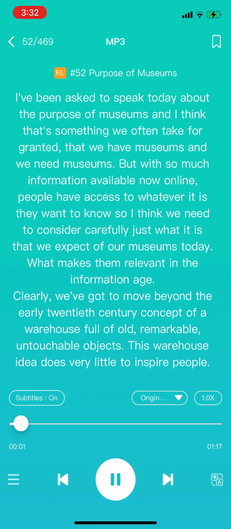I've been asked to speak today about the purpose of museums, and I think that's something we often take for granted, that we have museums and we need museums. But with so much information available now online, people have access to whatever it is they want to know, so I think we need to consider carefully just what it is that we expect of our museums today, what makes them relevant in the information age.